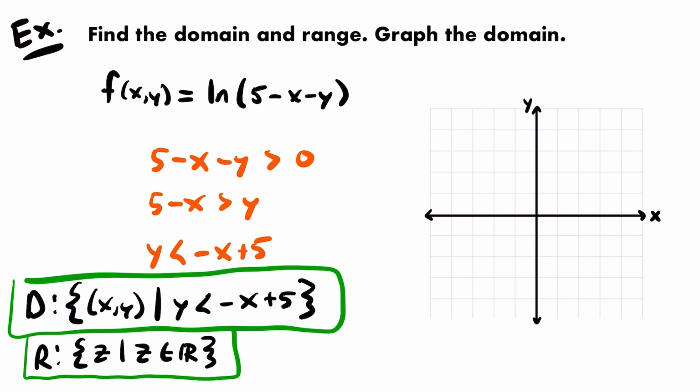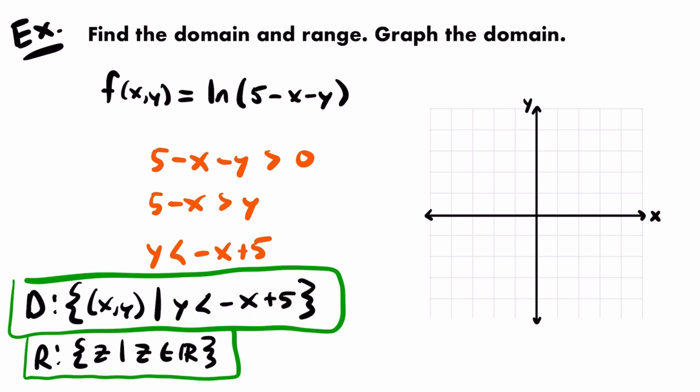That's going to tell us all the different pairs of x and y that we could plug into this function. So ignoring that inequality sign for a second, imagine that this is y equals negative x plus 5. That's just a linear equation, right? That represents a line with a slope of -1 and a y-intercept of 5.